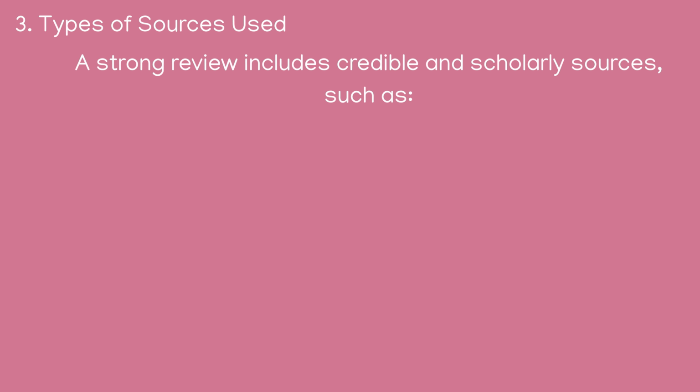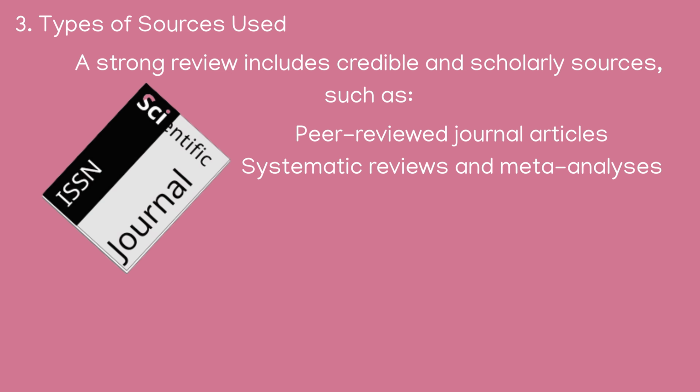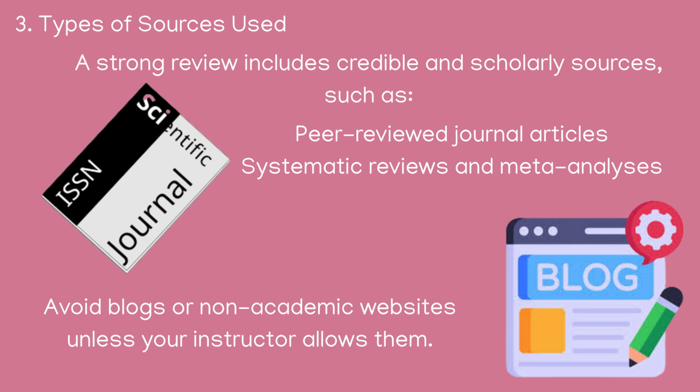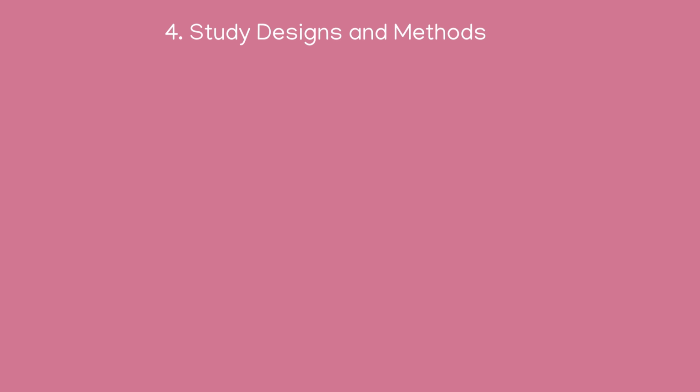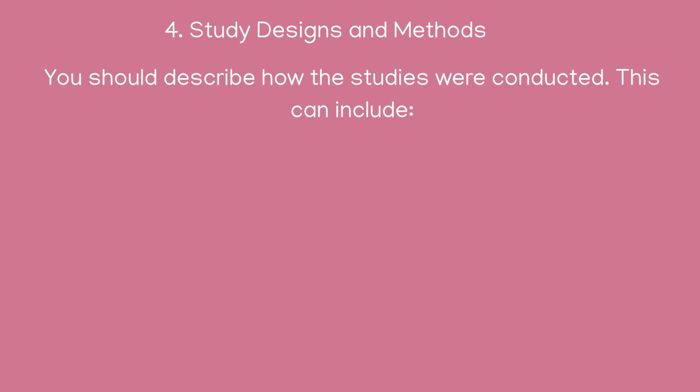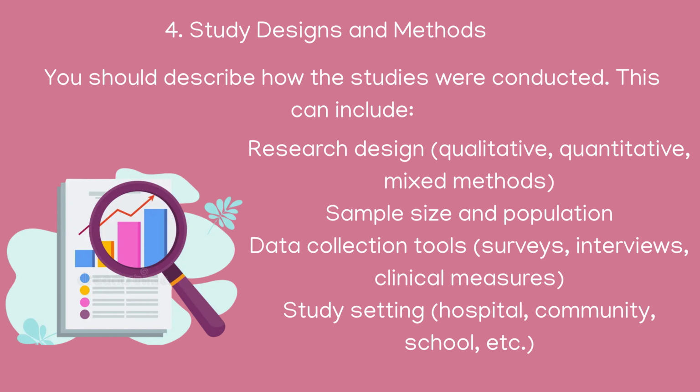3. Types of sources used. A strong review includes credible and scholarly sources, such as peer-reviewed journal articles, systematic reviews and meta-analyses. Avoid blogs or non-academic websites unless your instructor allows them. 4. Study designs and methods. You should describe how the studies were conducted. This can include research design, qualitative, quantitative, mixed methods, sample size and population, data collection tools, surveys, interviews, clinical measures, study setting, hospital, community, school, etc. This helps readers understand the strength and quality of the evidence.